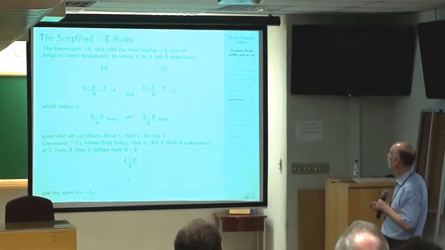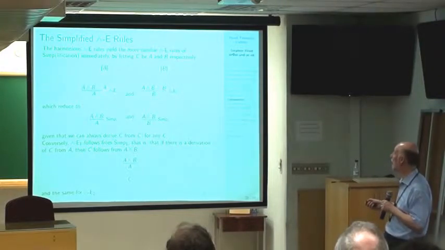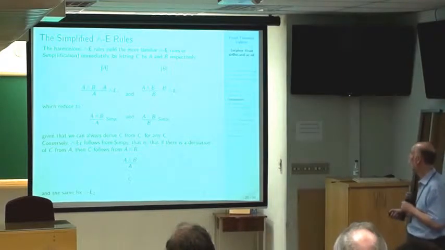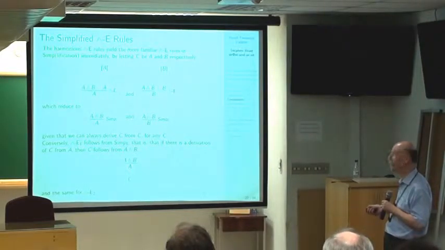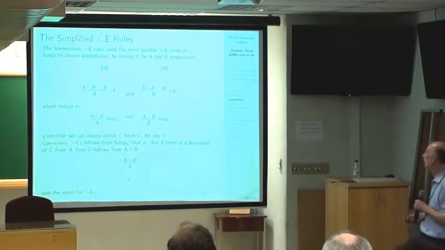In fact, we can reduce again the general elimination rules to the more familiar simplification rules simply by taking C to be A in one case and B in the other. And then conversely, we can derive the more general rule. The more general rule is if you can derive C from A, you can derive C from A and B. Well, simplification says you can derive A from A and B, and we've got a derivation of C from that, so we've got a derivation of C from A and B. So the rules are clear.